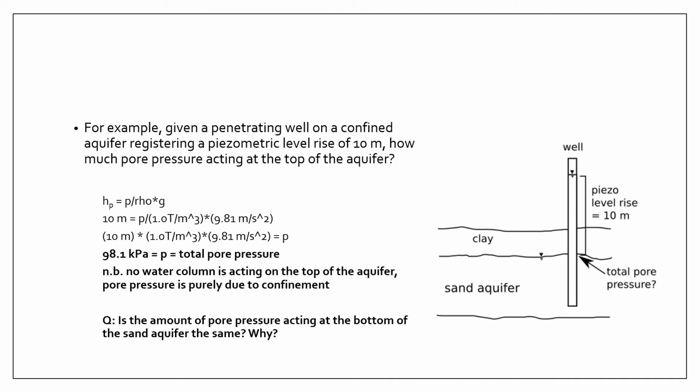Now let's have an example. For this example, we have a confined aquifer. This is a confined aquifer because you have confinement due to an overlying clay layer. So this is your confining layer, your clay. And then below your confining layer is your aquifer, which consists of sand.